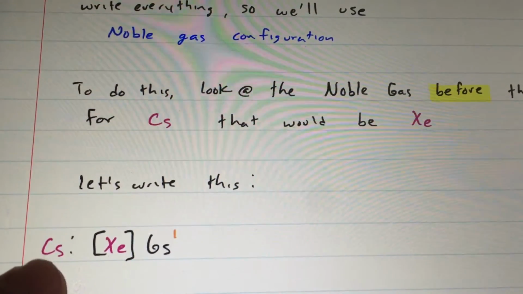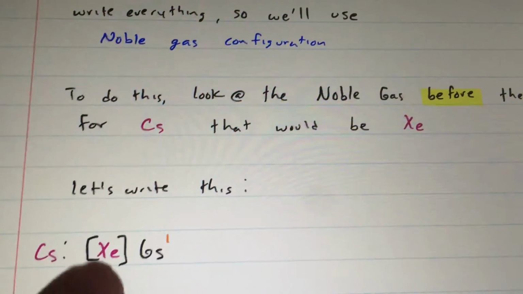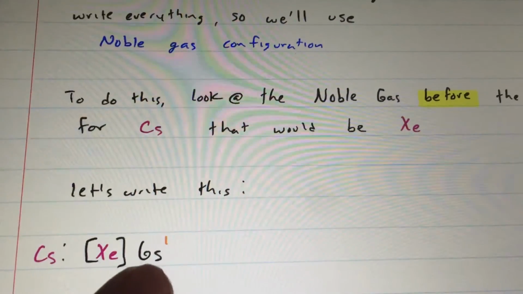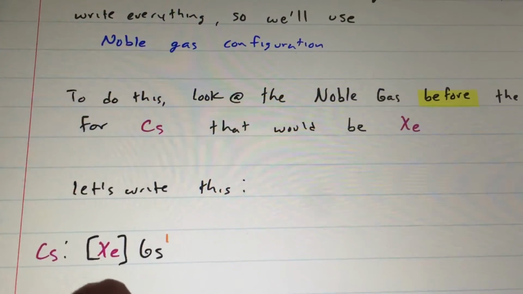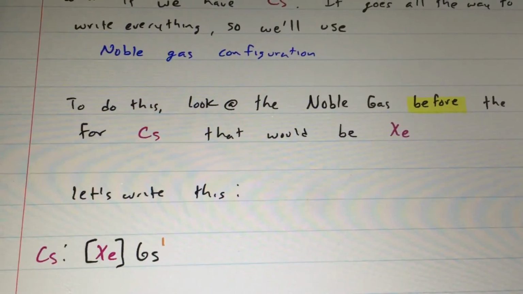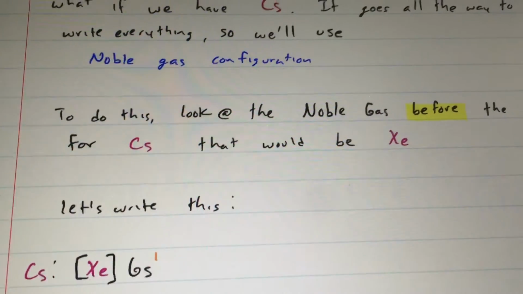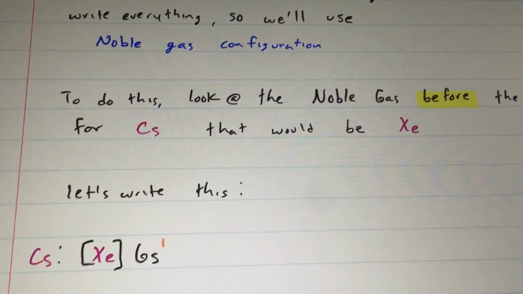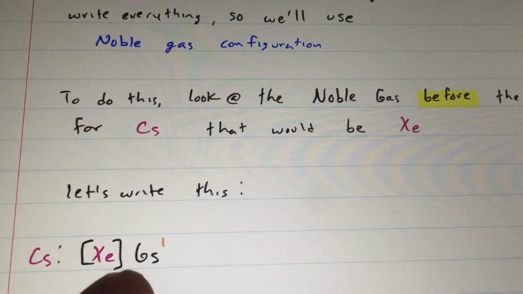So this is our noble gas notation. So we say that cesium, right? We put brackets around the noble gas, in this case xenon, and then we write the rest. By doing this, xenon actually takes care of every single orbital leading up to the 5p and the 54 electrons that it has. Meaning that all we have to do is write whatever is left for cesium.